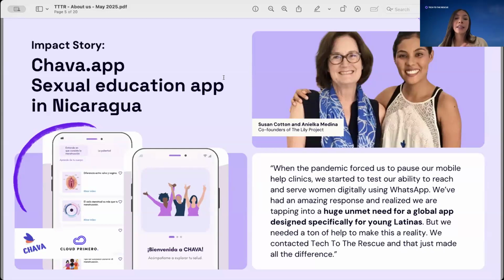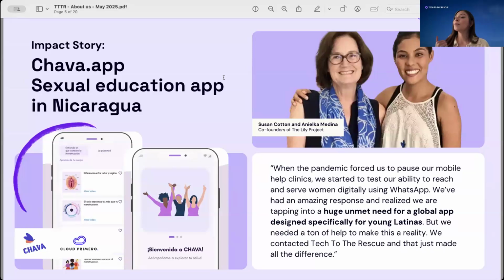So this is the woman that you see on the right. It's Anielka Medina, and she is a woman from Nicaragua. Unfortunately, her mother died of cervical cancer. And in that moment, she started a small NGO, and she was going around Nicaragua teaching young girls and women how to spot the signs of cervical cancer. She was also giving them lessons, with a bunch of volunteers, about sexual and reproductive health. She was doing this in person, so she had to go town by town.